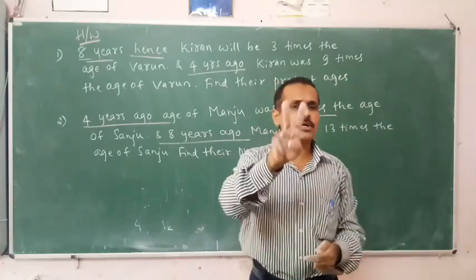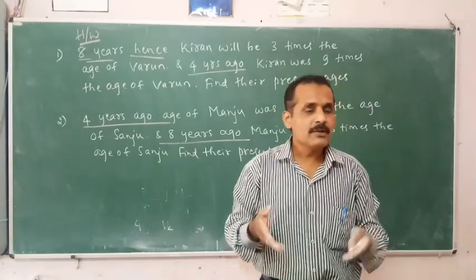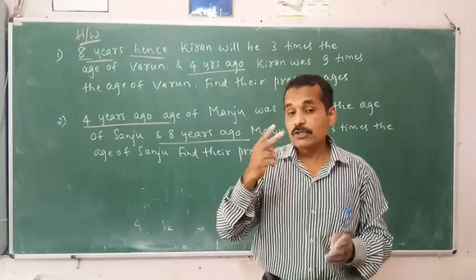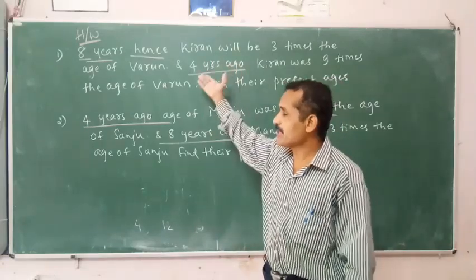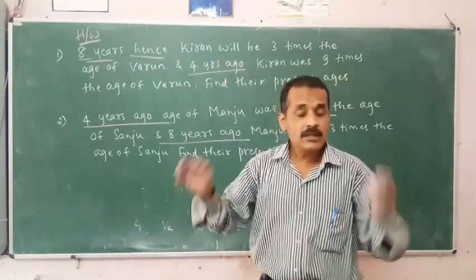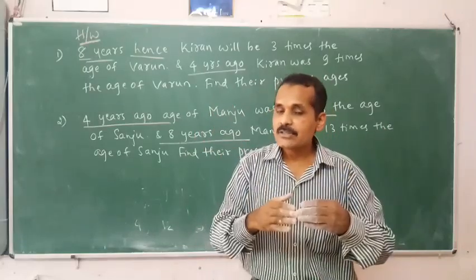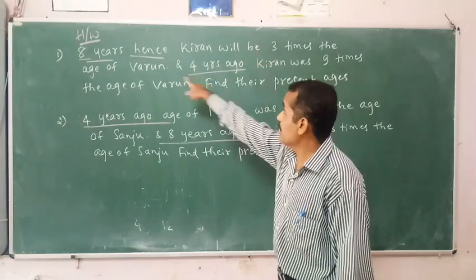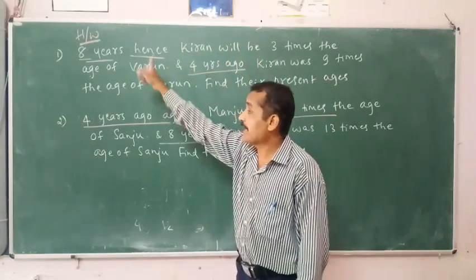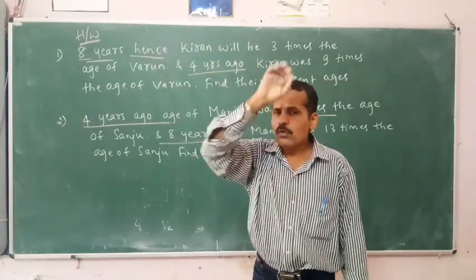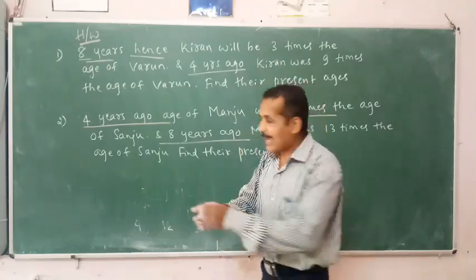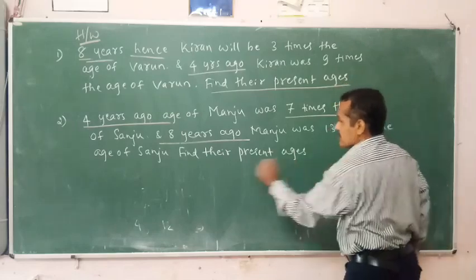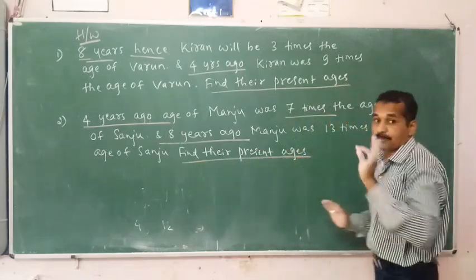Anyhow, they should give you 2 conditions because we are solving the problems of pair of linear equations. Pair means 2. 2 equations have to be given, so 2 conditions have to be given. They can give the conditions in any way, but you should understand the problem. Nowhere have I given their present ages, but whatever the condition, at the end they will ask you to find their present ages. This is compulsory.